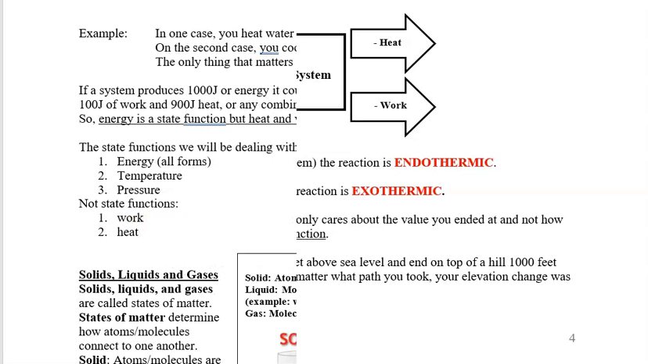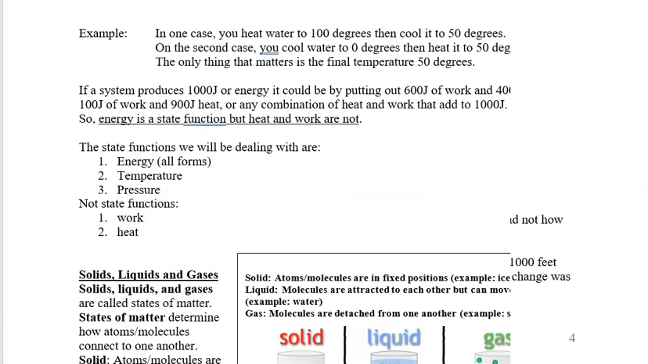So a similar example related to chemistry here. In one case, you heat water to 100 degrees and then cool it to 50 degrees. In the second case, you cool the water to 0 degrees and heat it to 50 degrees. The only thing that matters is that the final temperature is 50 degrees. Okay, so that's an example of a state function.